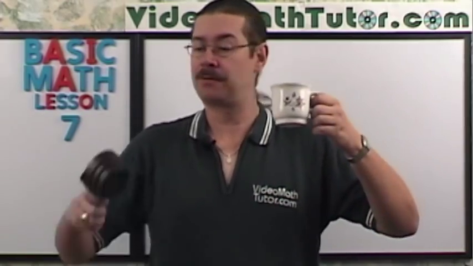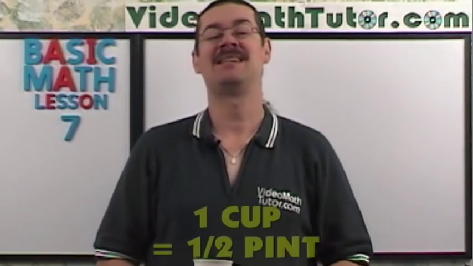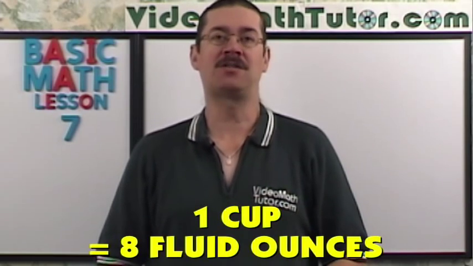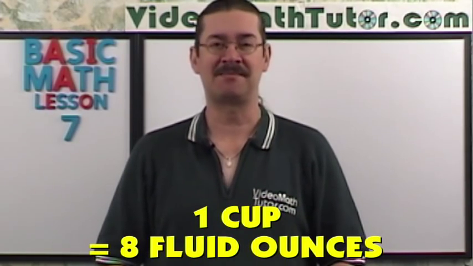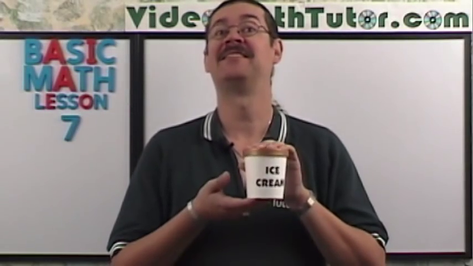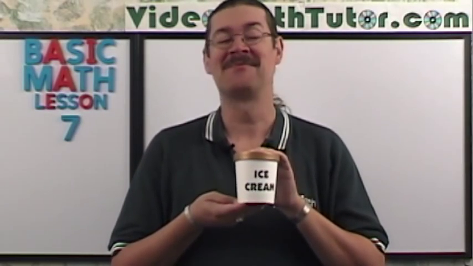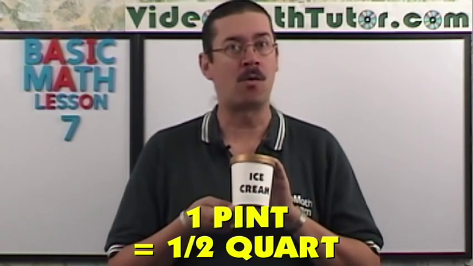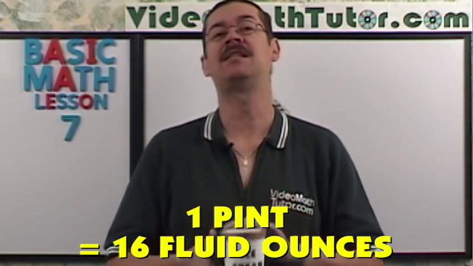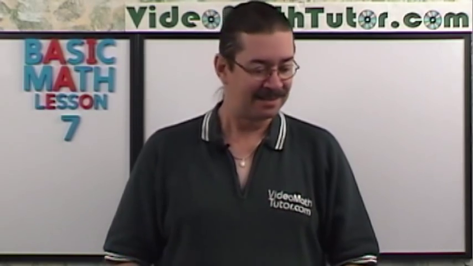1 cup, like this, or maybe something like this, is equal to 1/2 pint, also equal to 8 fluid ounces. 1 pint, like of ice cream, is equal to 1/2 quart, it's also equal to 16 fluid ounces. Now, where's that spoon?